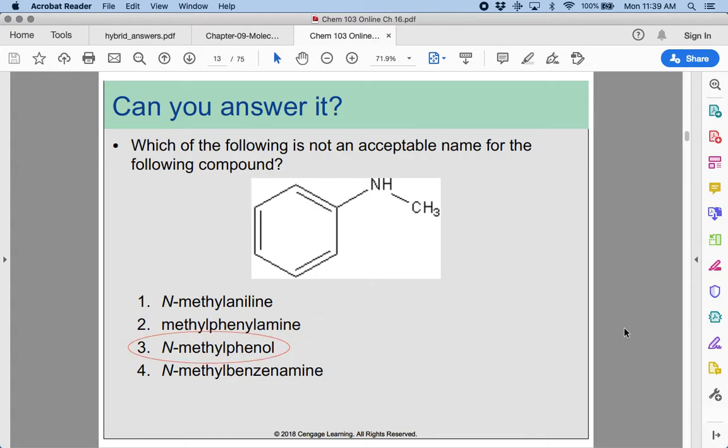This would be N-methylphenol. You could also, or excuse me, oops, that's an error. This should be N-methylaniline. So it is not N-methylphenol. This is not a methyl group. Sorry about that, folks. This is N-methylaniline.